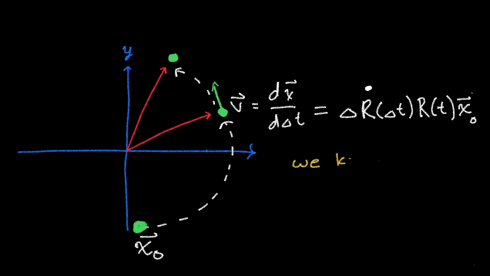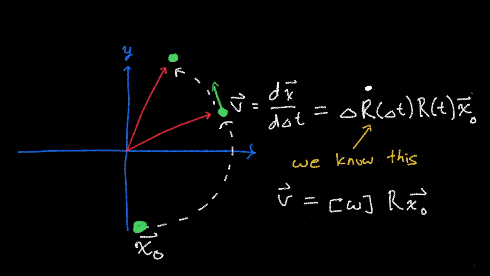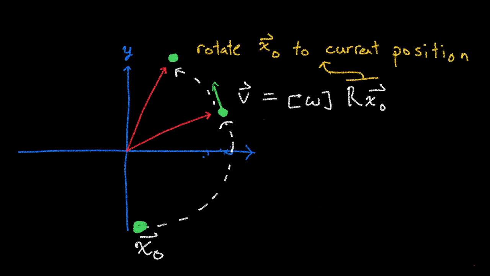And because we've done a lot of hard work up to this point, we know what the value of this time derivative is. It's just our angular velocity matrix. So we end up with a formula that takes some initial starting point of the trajectory, rotates it to the current position, and then applies some angular velocity.